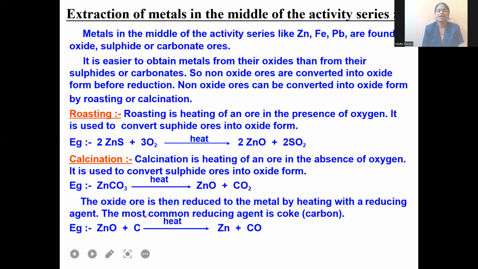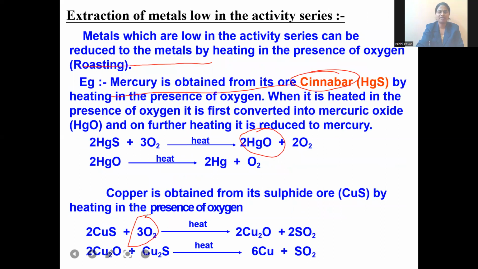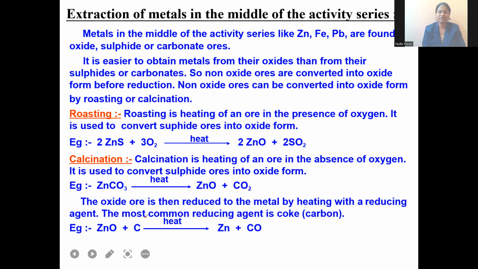The next one is extraction of the metals in the middle of the activity series, like zinc, iron, lead, which are found as oxides, sulfides, and carbonate ores. So how will these metals be extracted? It is much easier to obtain metals from oxides than from sulfides or carbonates. In the previous case we obtained metal from oxides, but when they are in sulfides or carbonates, it is very tough to obtain the metals. So what happens? Non-oxide ores are converted into oxides first.